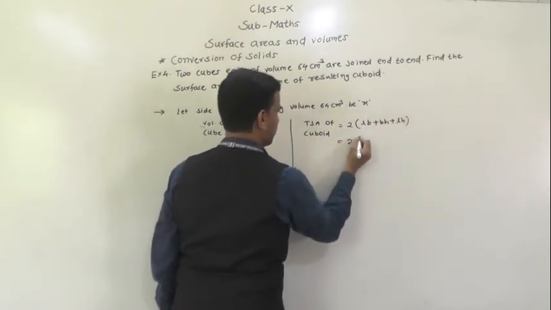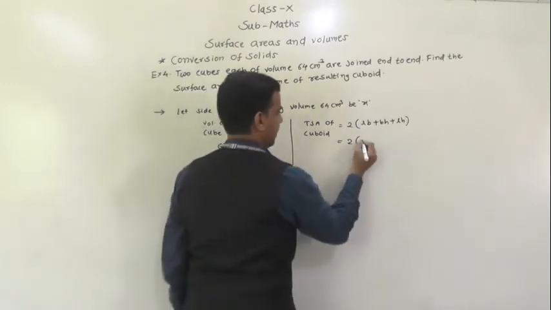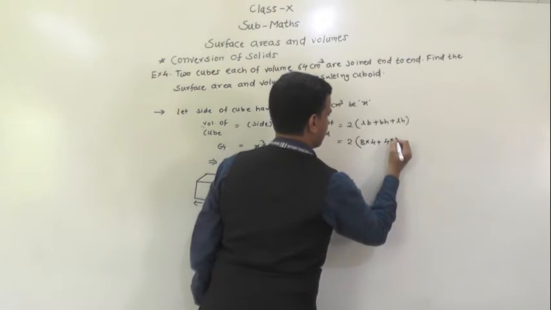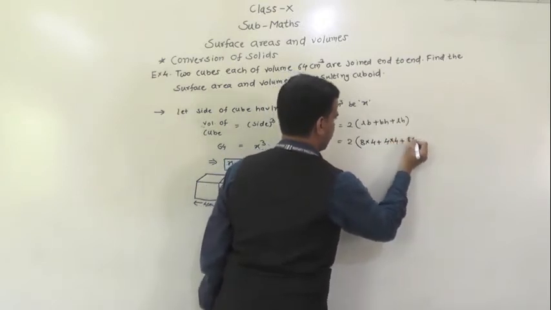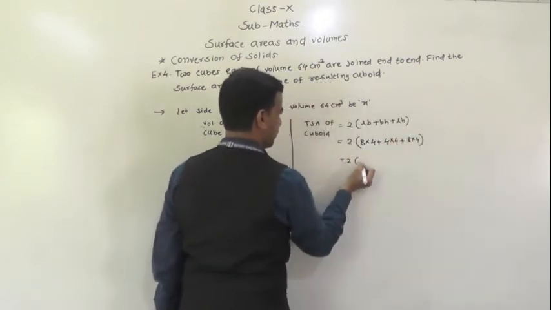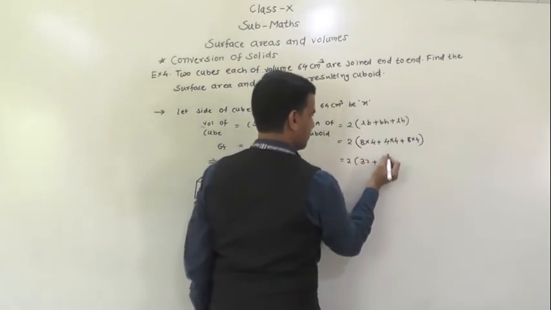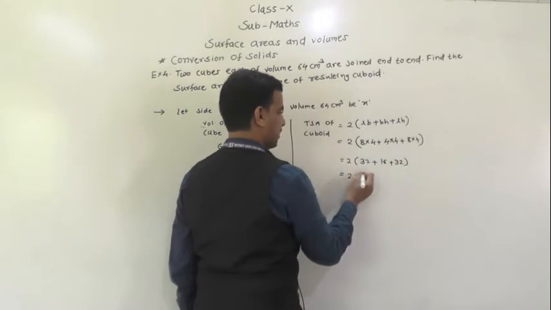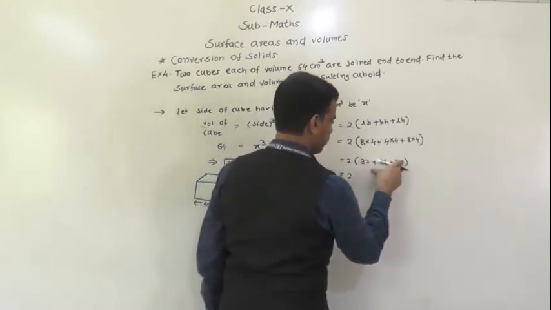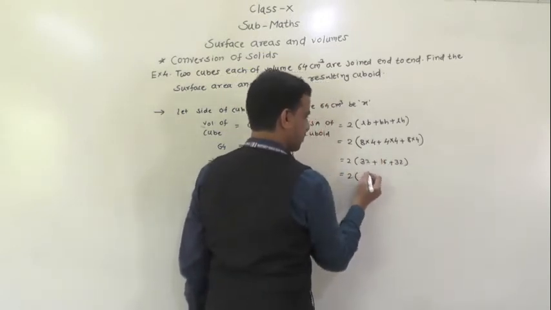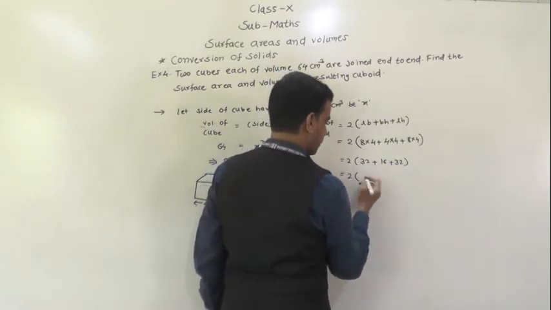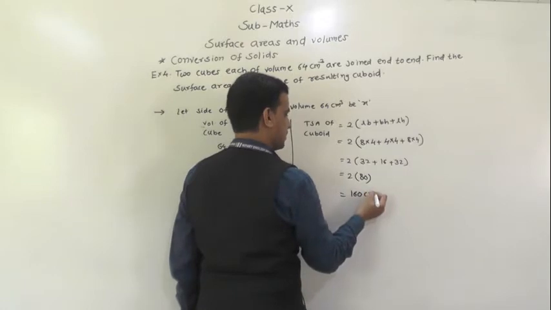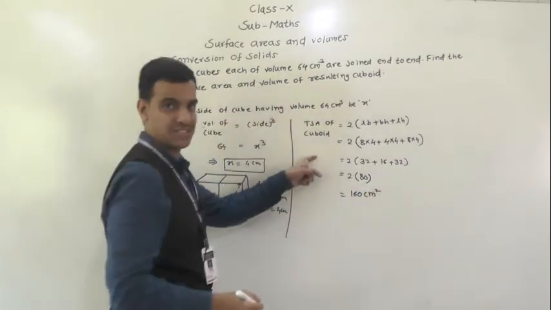So 2 into (L 8, B 4, then 4 into 4 plus 8 into 4). So 2 into (32 plus 16 plus 32). 32 plus 32 is 64, plus 16, that is 64 plus 6, 70, plus 10, 80. So 2 into 80, that is 160 centimeter square, that is the TSA of the cuboid.